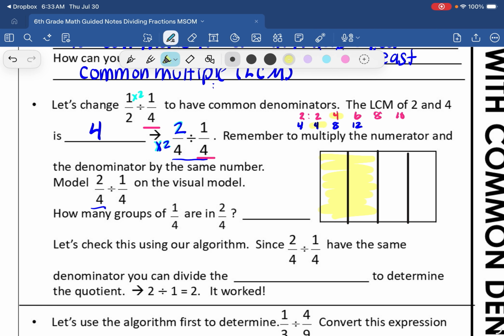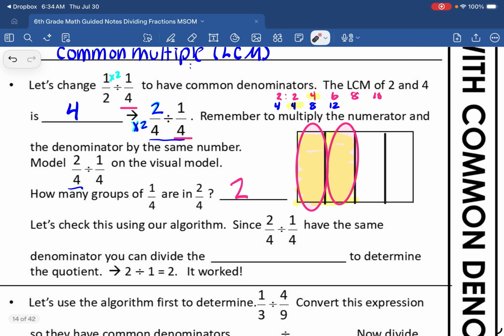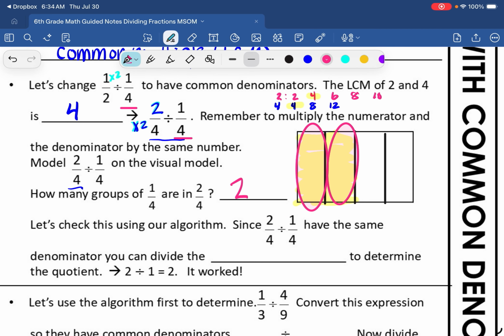So now it says, how many groups of 1/4 are in 2/4? Let's circle. 1 group and 2 groups. So there are 2 groups. Let's check using our algorithm. Since my denominators are the same, then I can just divide the top. 2 divided by 1 is 2.